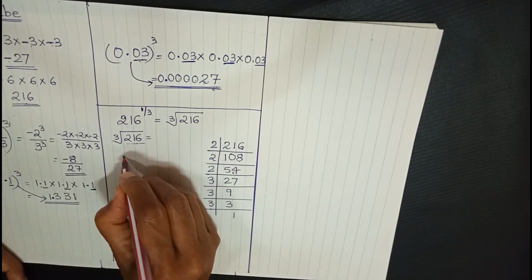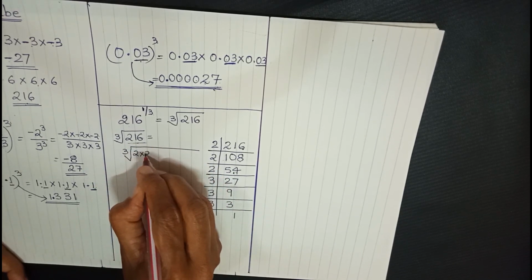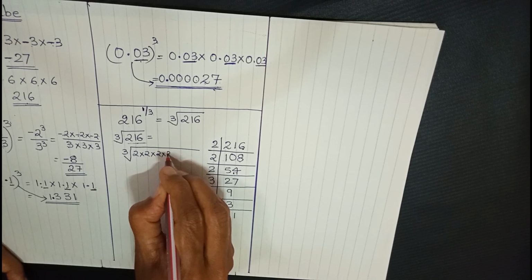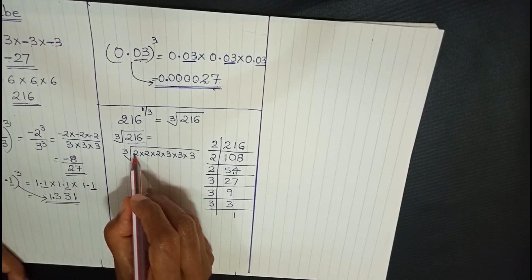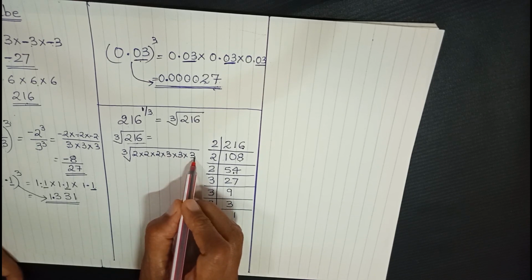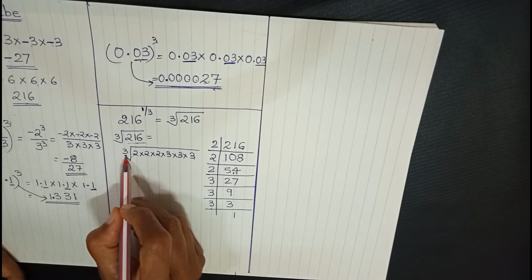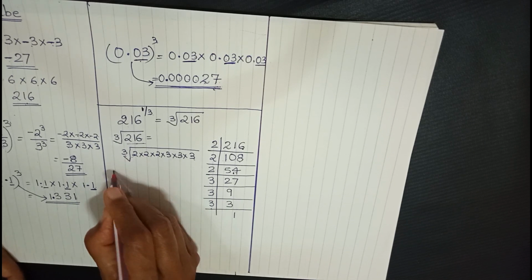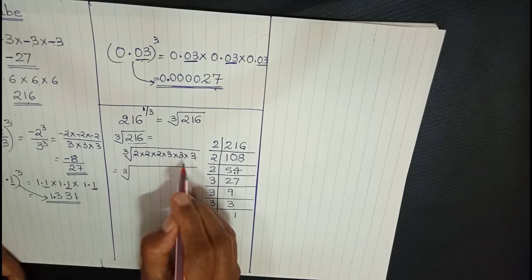So now this 216, I can write it as cube root of 2 into 2 into 2 into 3 into 3 into 3. Now you can see 1, 2, 3, 4, 5 and 6. I got 6 numbers, but I want to divide it into only 3 parts which are the same. So now what can I do? Can I change this into 3?